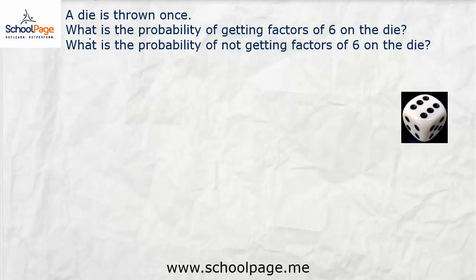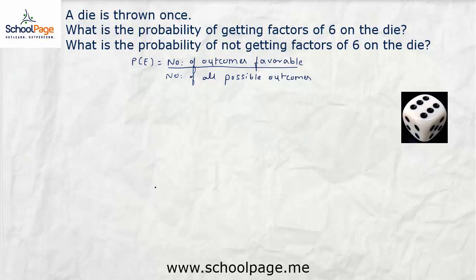A die is thrown once. Let us find the probability of getting factors of 6 on the die. Let us also calculate the probability of not getting factors of 6 on the die. When we have to calculate the probability of an event, we have to find the number of outcomes favorable to the event E by the number of all possible outcomes.